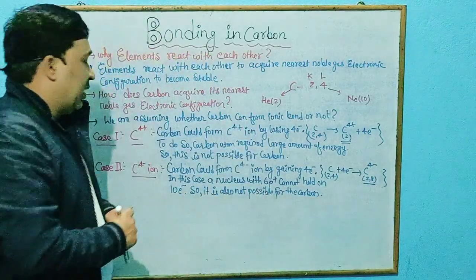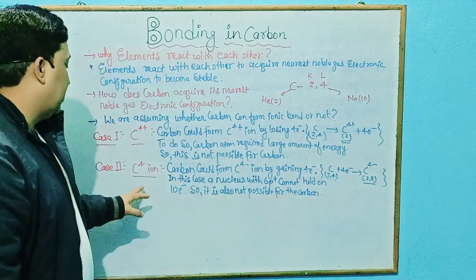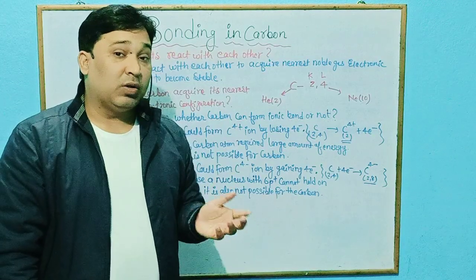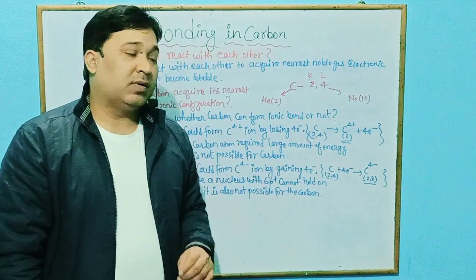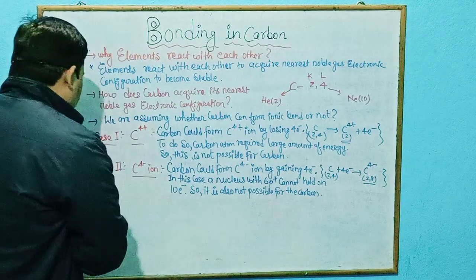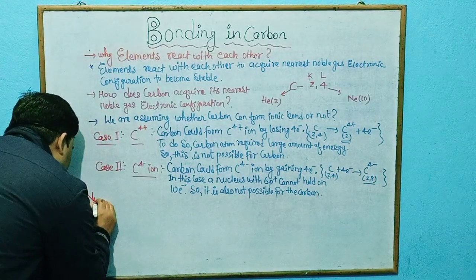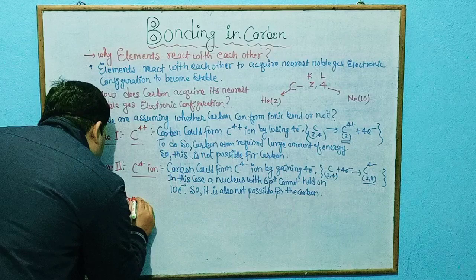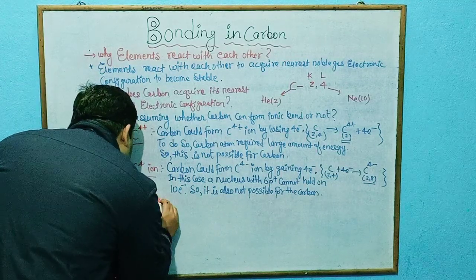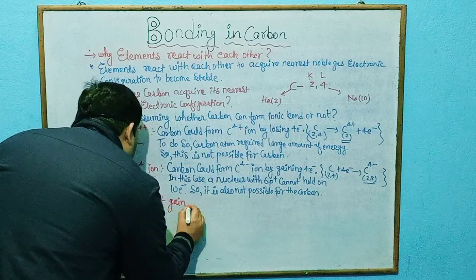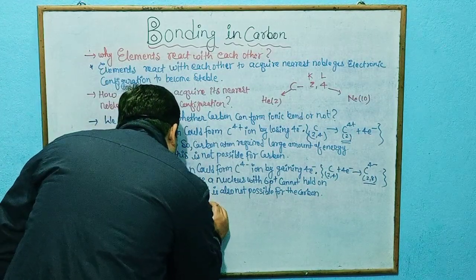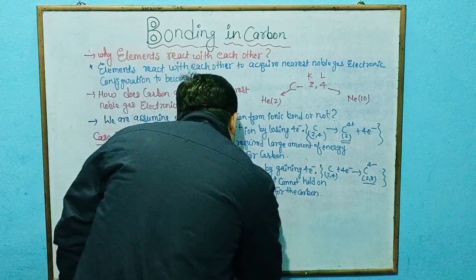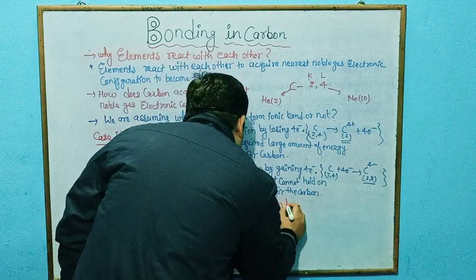So we can see that the formation of C4+ and C4- ions is not possible for carbon. We can conclude that carbon can neither gain nor lose electrons. So definitely carbon cannot form an ionic bond. Carbon cannot gain or lose electrons to form a bond.